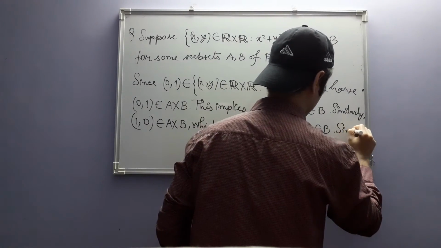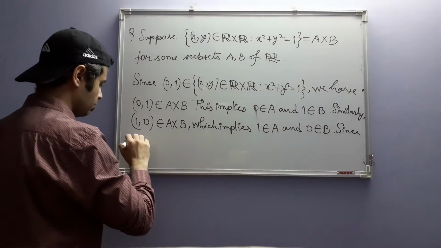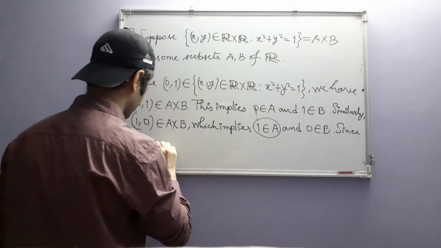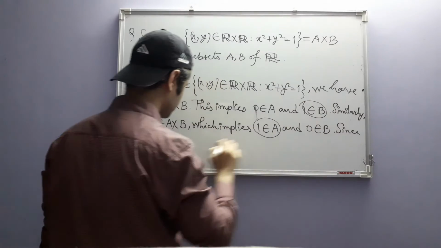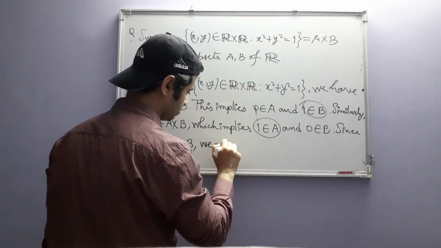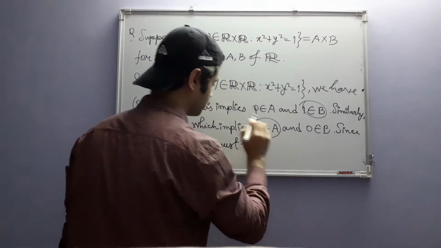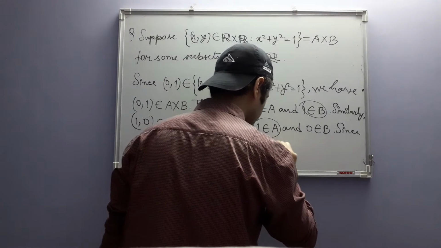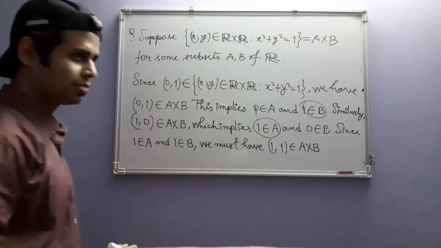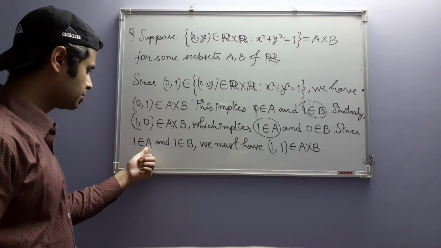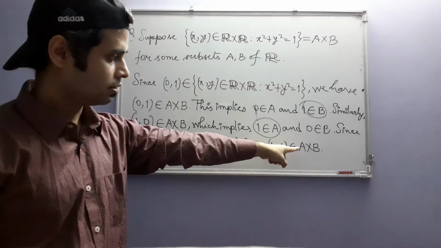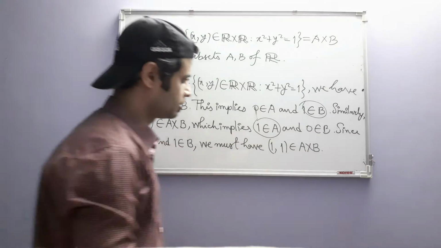Since 1 belongs to A, you see, here we have 1 belongs to A and 1 belongs to B, we must have (1, 1) belonging to A cross B. Because since 1 belongs to both the sets, it can become the first as well as the second coordinate of an element in this Cartesian product.